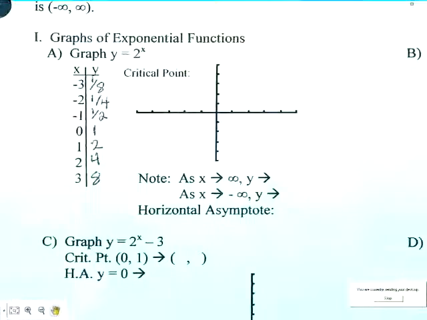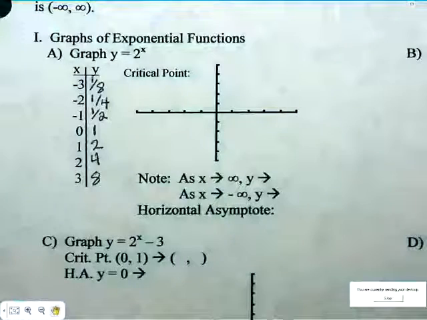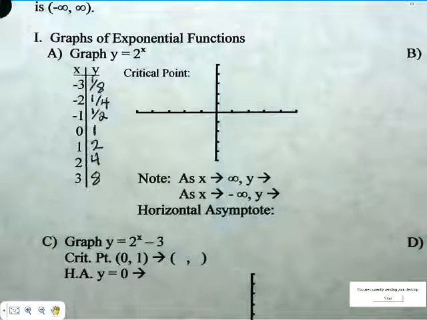And we could keep going forever to the left. 2 to the -4 is 1/16. 2 to the -5 is 1 over 32. We could go infinitely small or infinitely large because the domain of this function is -infinity to infinity.